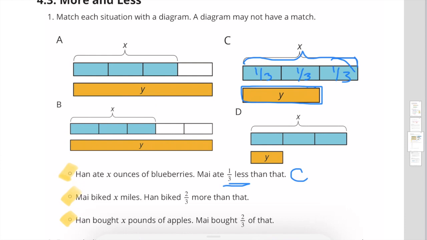Okay, for May, it says May biked X amount of miles and Han biked 2/3 more than that. So that one we should have matched with B.